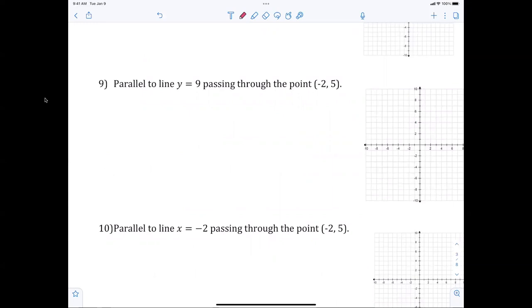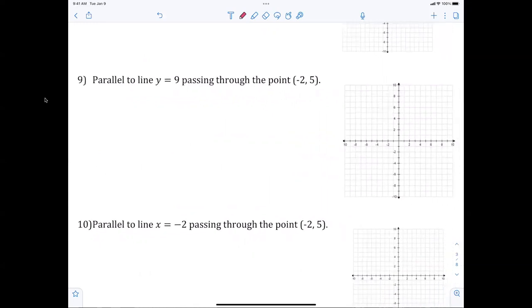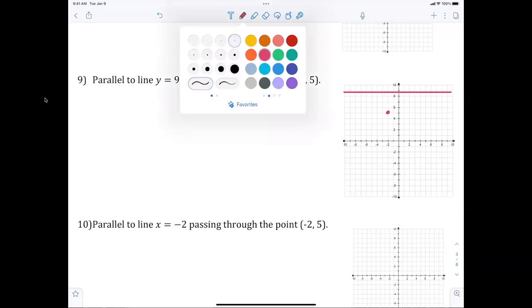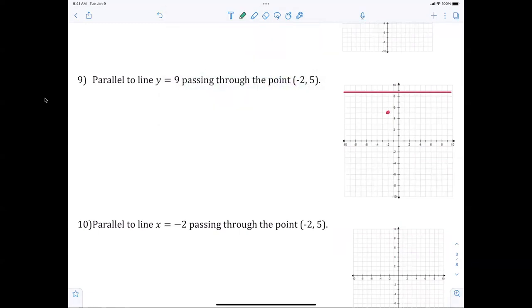How do I graph the line y equals 9? Tell me, Teo. It's a horizontal line through 9. Horizontal line through 9. Couldn't have said it any better. Now everybody plot the point -2, 5. And now, Teo, tell me, what is the equation of that line parallel that passes through that point? Nope. Even easier. Tell them. y equals 5. You are amazing. Y equals 5. Right? There's nothing to it.